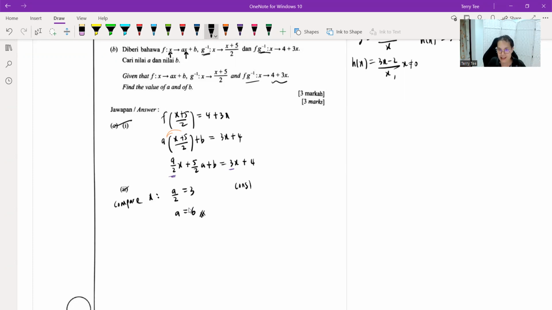The second one, we compare the constant. Constant is a number without any x, the term without any x. So we have 5 over 2 a. Since my a is 6, plus b, the result is 4. 6 and 2 can cancel, left with 3. 5 times 3 is 15, right? Bring the 15 over. 4 minus 15, b is negative 11. All right.